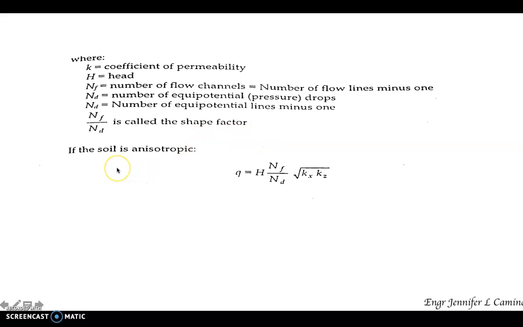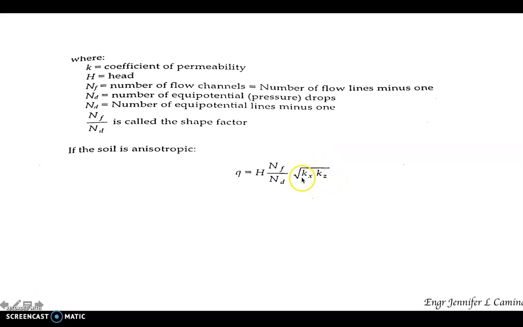If the soil is anisotropic, meaning the permeability coefficients in the x and y directions are not the same, then to compute the flow of water through an anisotropic soil, you have this formula: H multiplied by NF over ND multiplied by the square root of K sub X and K sub Z.